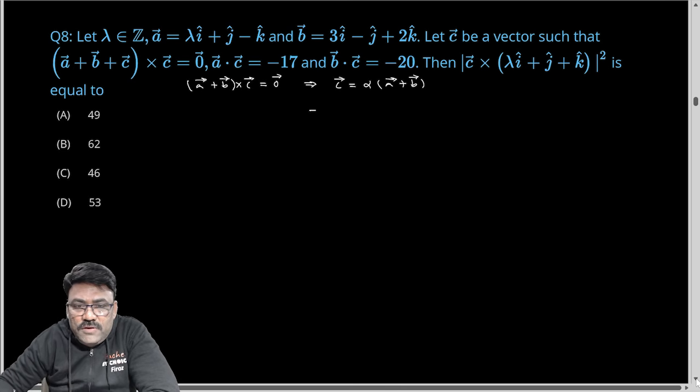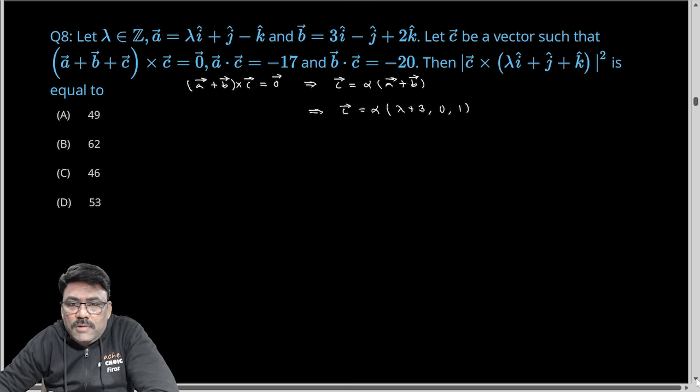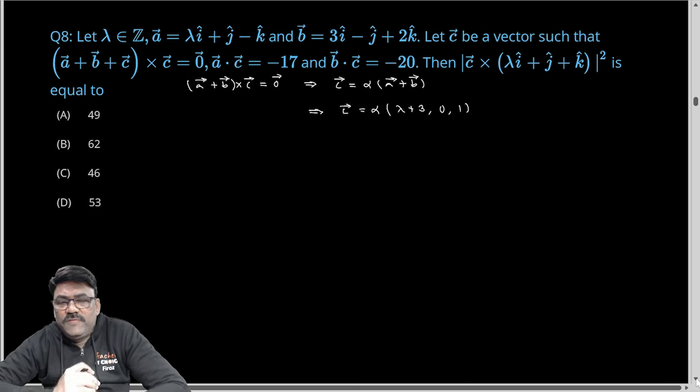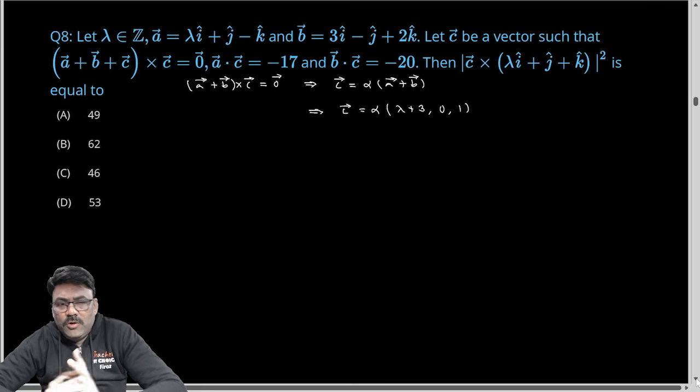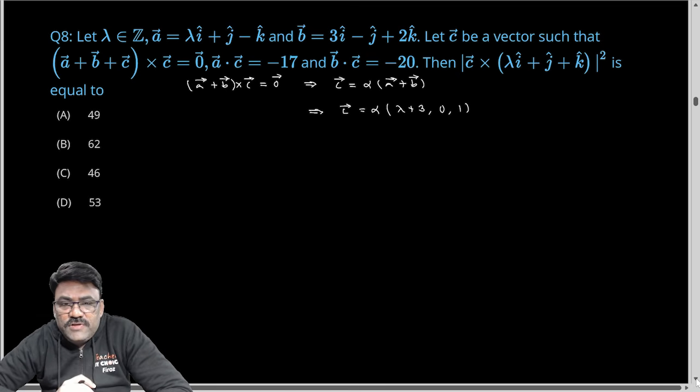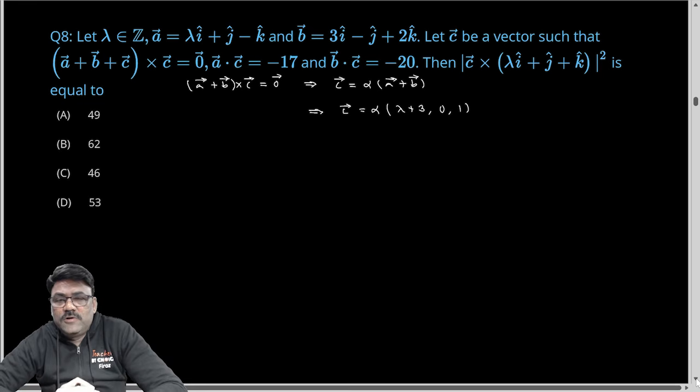Now what is C now? It is alpha times (A plus B). Now let's take A plus B. A plus B will be (lambda plus 3)i, (1 minus 1) which is 0, and (minus 1 plus 2) which is 1. Okay, so this is vector C: alpha times ((lambda plus 3)i plus 0j plus k). Now use these conditions. A dot C is minus 17 and B dot C is minus 20.